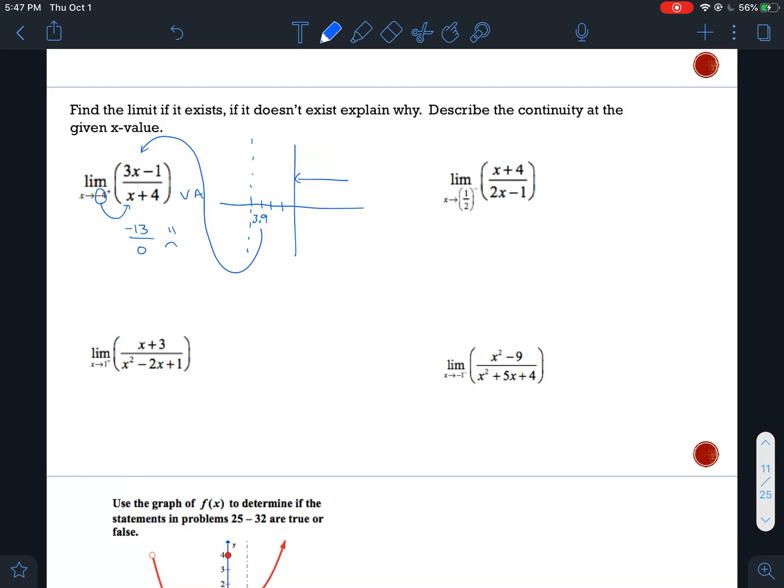So if I took 3.9 and plugged it into the numerator and the denominator, what's going to happen? Well, if I plug 3.9 in the numerator, I get a positive value. And if I plug in 3.9 in the denominator, I also get a positive value. So basically, my denominator is going close to 0. So I could think of this as a number over a really small number.